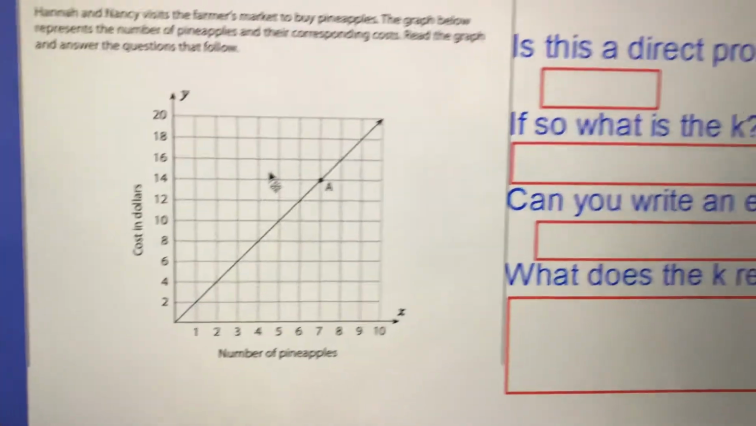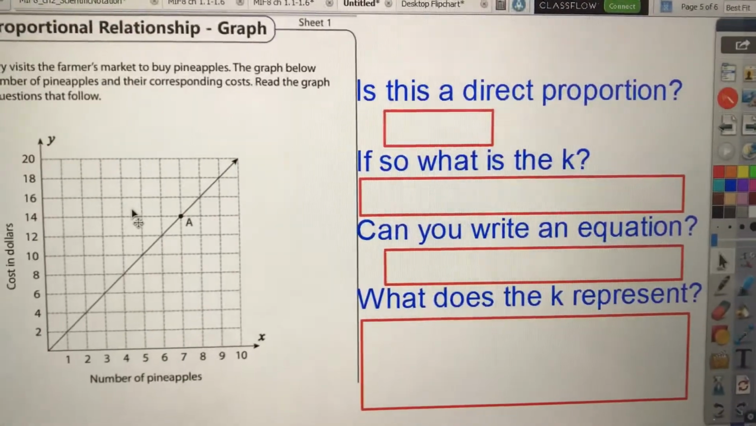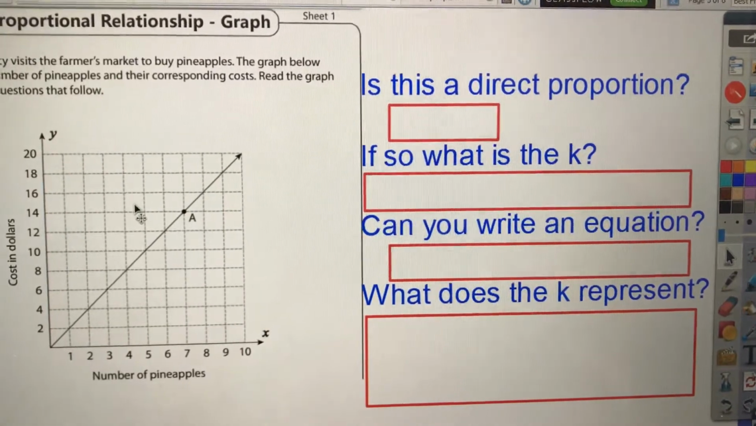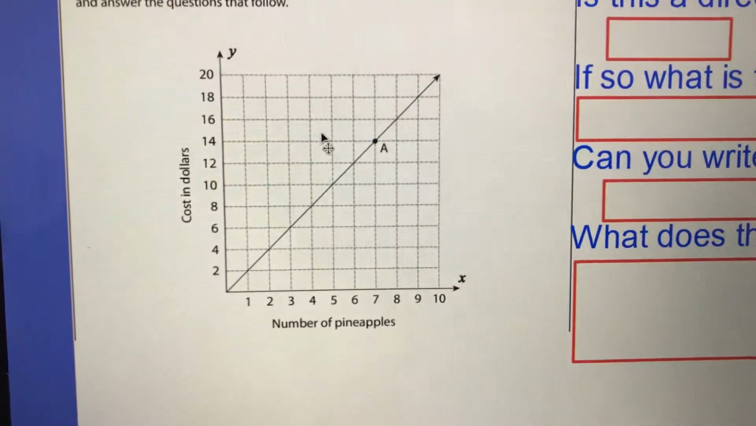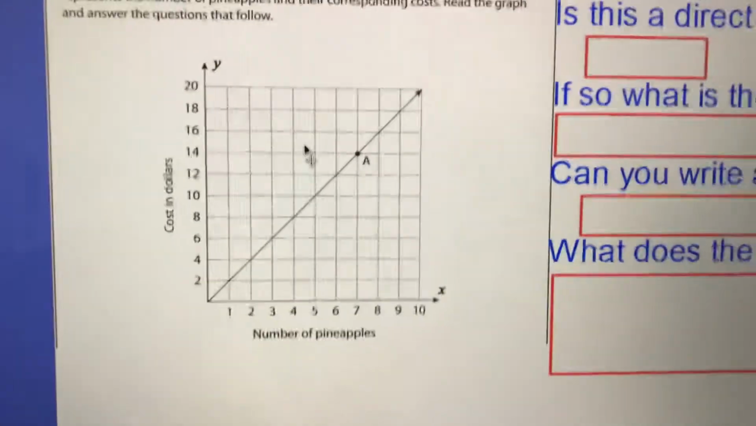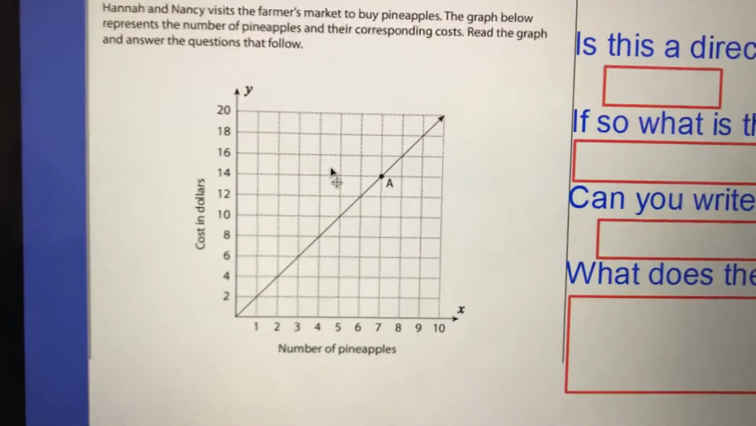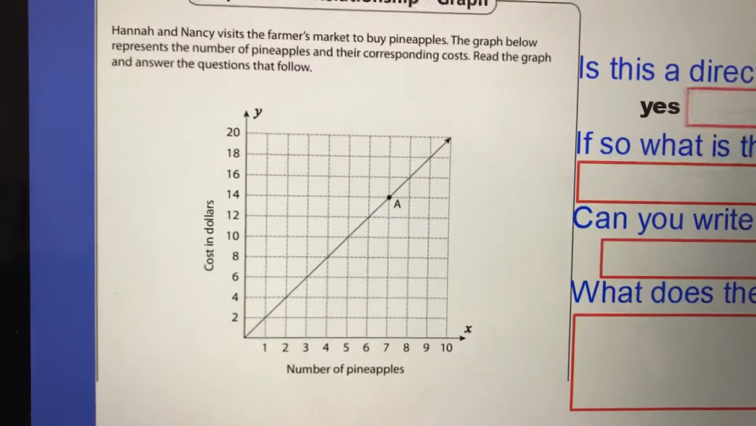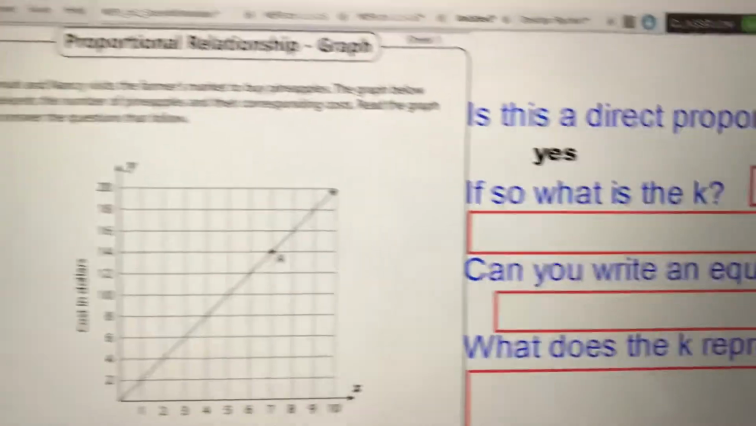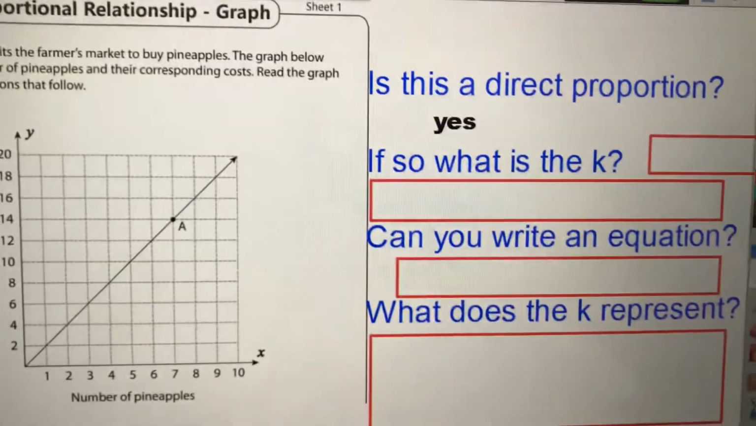So the first question is, is this a direct proportion? Well, right off the bat, you've got two qualifications to be a direct proportion in a graph. You have to come out of the origin and you have to be a straight diagonal line. And this graph meets both of those qualifications. So we know the answer to that question is yes, this is a direct proportion. If so, what's the k?